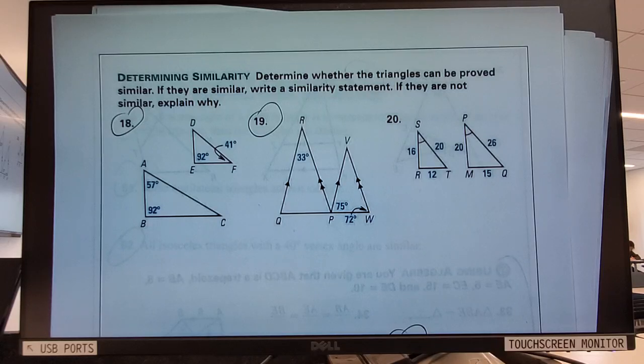So this angle would be 31, that's 41, it's dead in the water. Poor little dude.